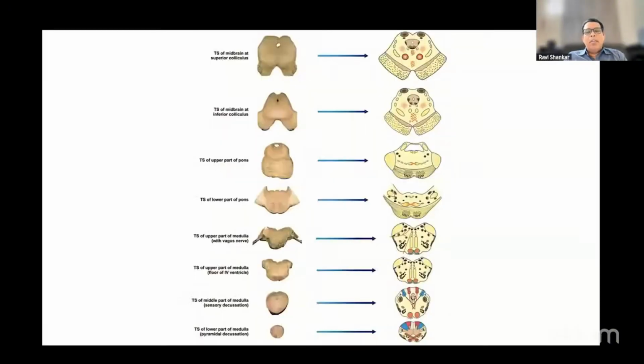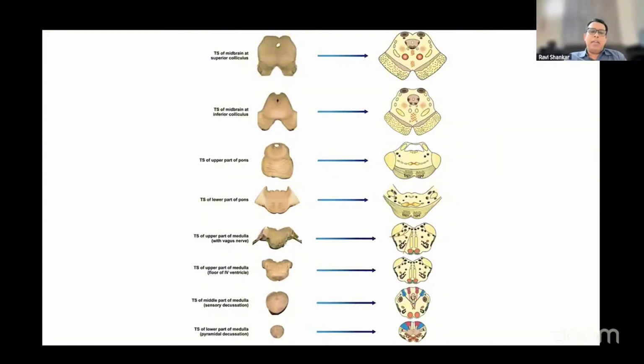So if we have to study the anatomy of the brainstem, it is usually done at various sections. The sections that we take in the study of the various parts of the brainstem, that is midbrain, pons, and medulla, start at the level of the medulla.